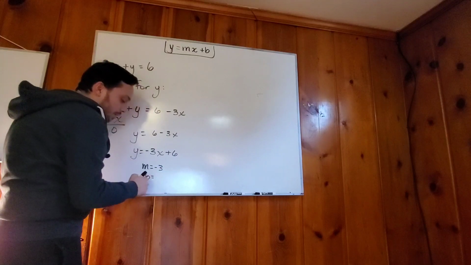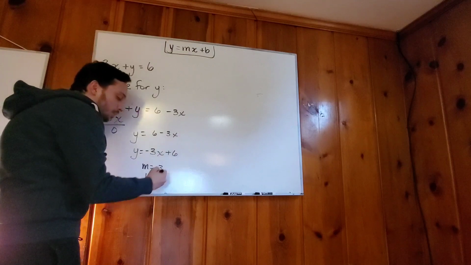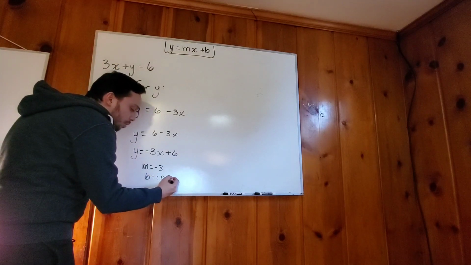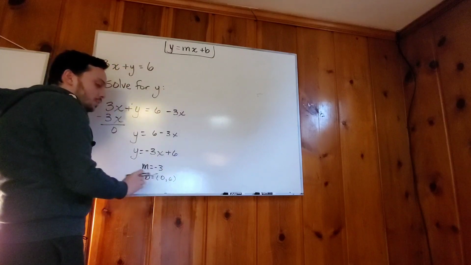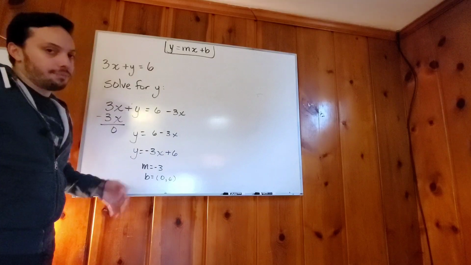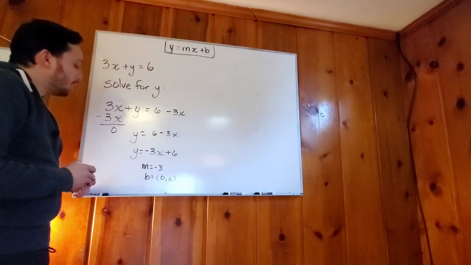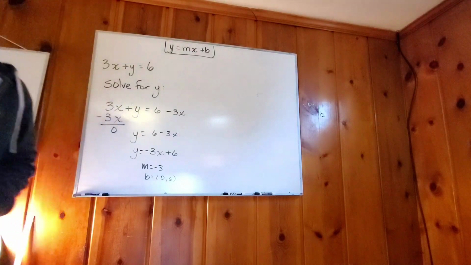The y-intercept is not just 6. 6 is just one number. I need the point. The point is 0, 6. So negative 3 and 0, 6. That's what I need to do. All right, so I hope that this wasn't too hard. I mean, it shouldn't have been too hard. Let's move on then to the other example that we have.